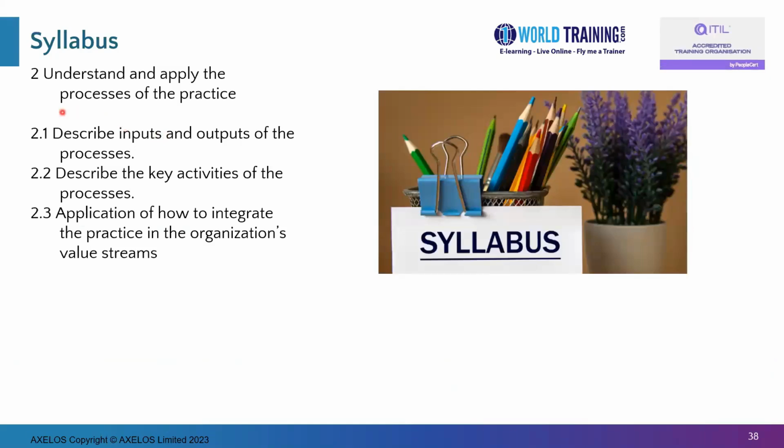The exam syllabus is to understand the process details for this practice. In particular, the inputs and outputs of each process and also the key activities and their meanings for each of the processes. And then we will conclude with how this practice contributes to the value streams of the organization, and then also a generic methodology for value stream analysis and improvement, and how that generic methodology applies to the service desk practice.